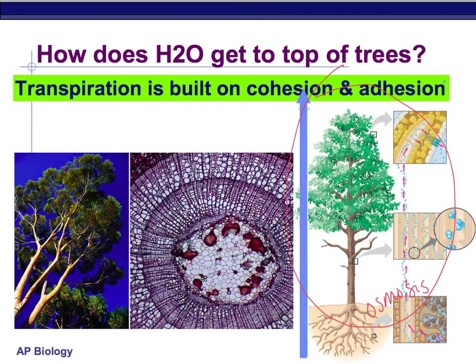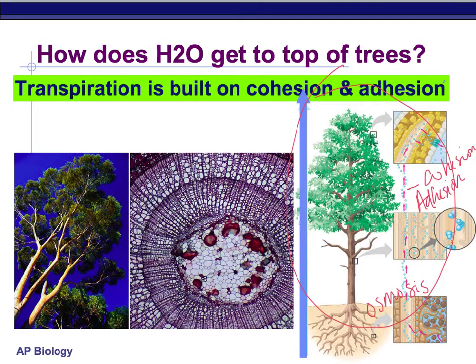Once it gets into the roots, it's going to be in a little straw-like compartment called a vascular tissue, in this case xylem, which is kind of like huge straws or veins that lead from the ground all the way up to the top of the trees. Once it is in this xylem, it is going to do both cohesion and adhesion, to link to each other and also to link to the xylem.